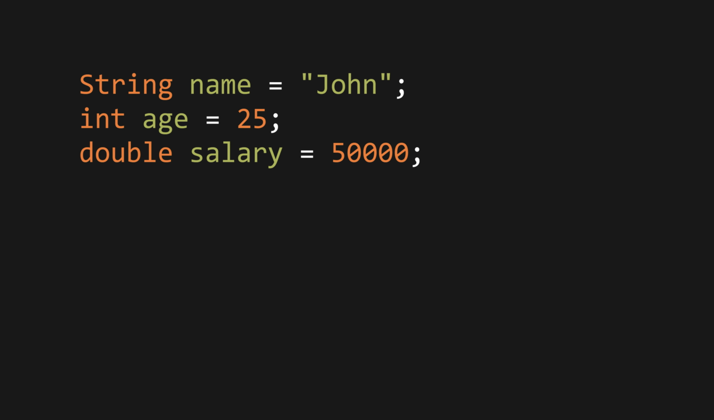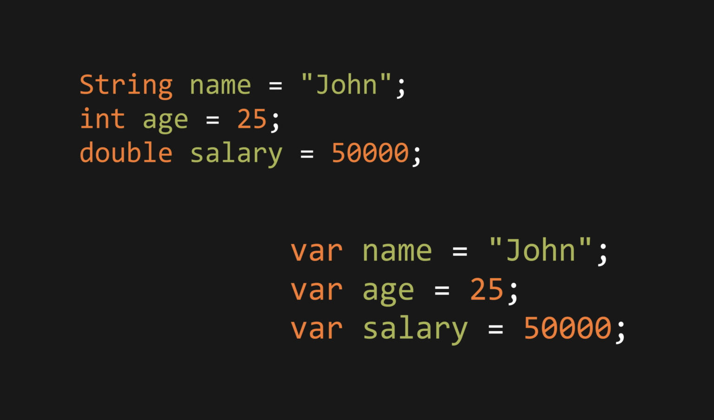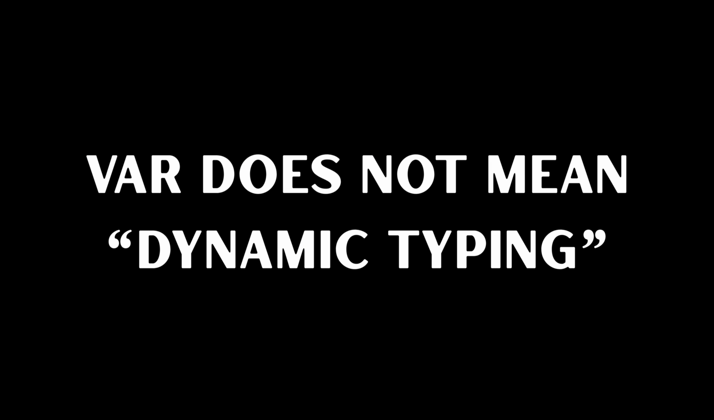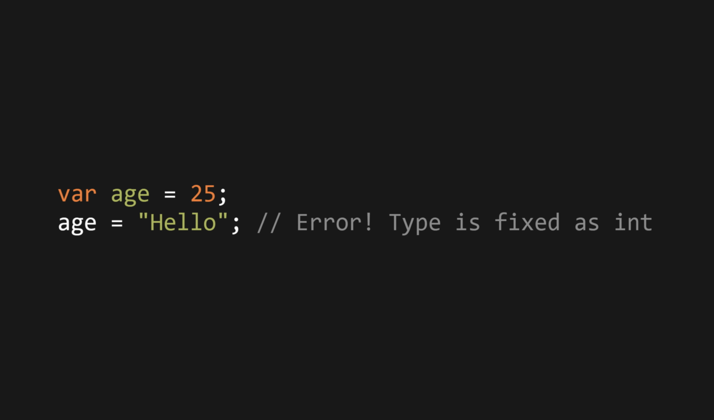So the same thing can be written as var name = "John", var age = 25, var salary = 50k. Java knows which is String, int or double. This makes your code look cleaner and more modern. Var does not mean dynamic typing like in Python or JavaScript. The type is still fixed at compile time. Once inferred, the type cannot be changed.